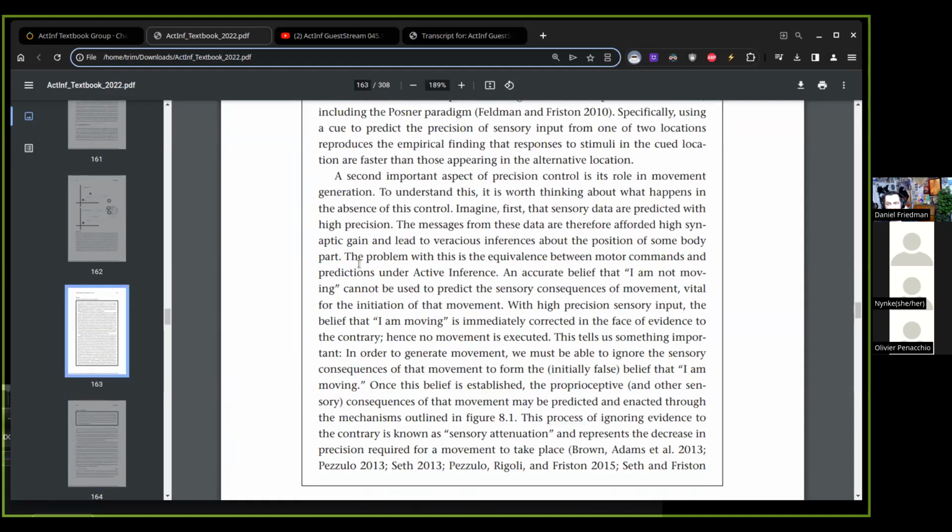Does anyone want to give a thought or explanation about what is the role of sensory attenuation in motor initiation and fulfillment? Okay, I'll just give a thought on it.